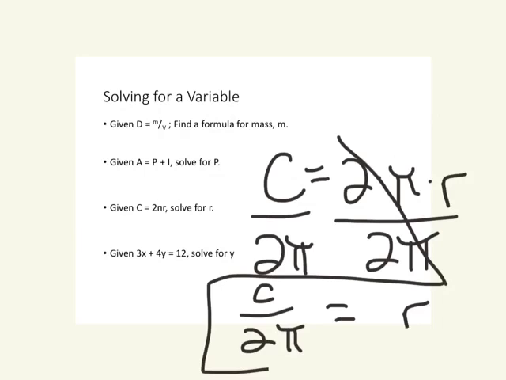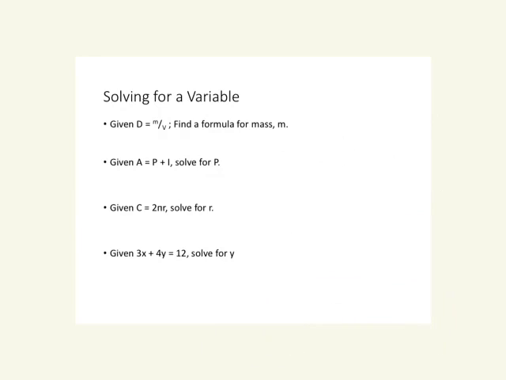That's my solution. Once again, remember, when you solve a literal equation, you're just rewriting it so that the desired variable is isolated. Alright, last one we got here, 3x plus 4y is equal to 12. They want us to go ahead and rewrite this so that the variable y is isolated.